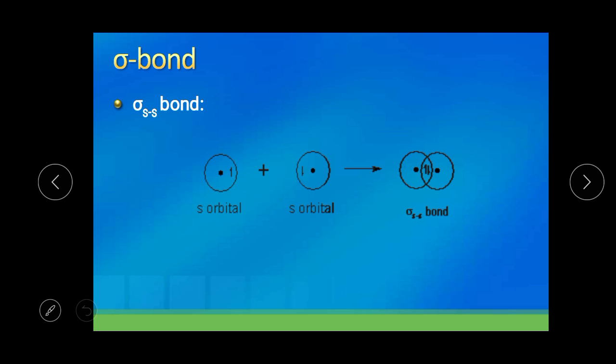For example, one s orbital and another s orbital combine to form a sigma ss bond. Here you can see this valence orbital has only one electron, so it is unstable. For stability, they combine together, pair with each other and become stable. Here this is an s orbital, spherical in shape. So these two combine to form a sigma ss bond.